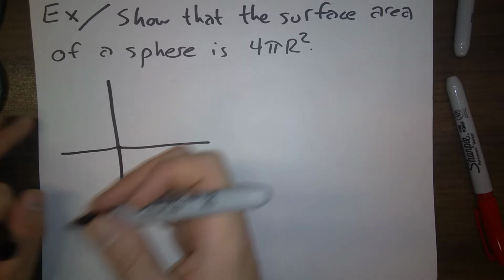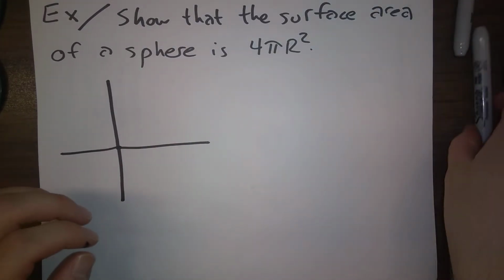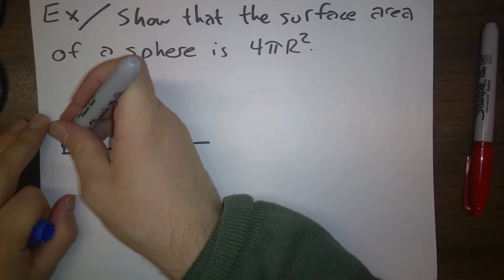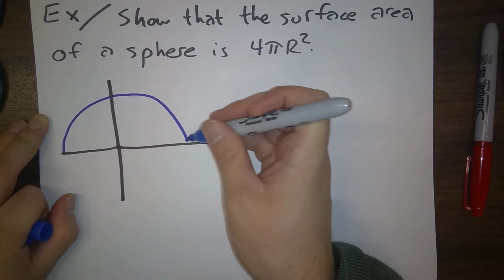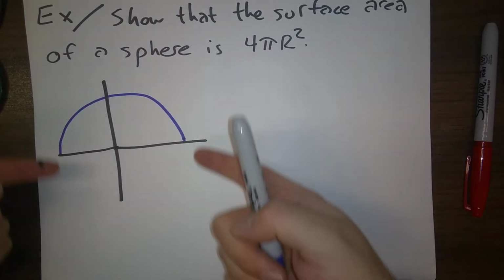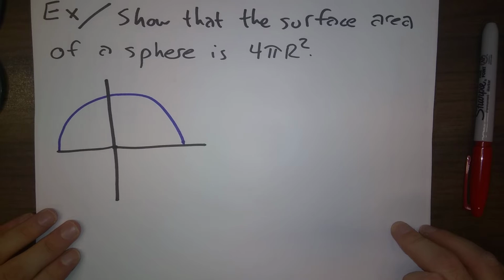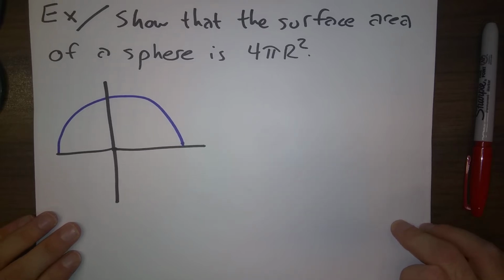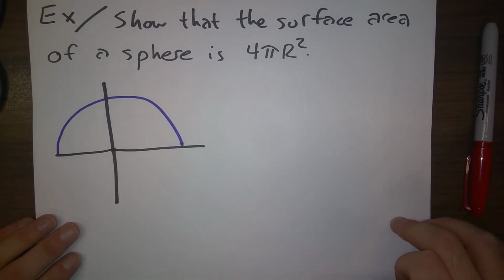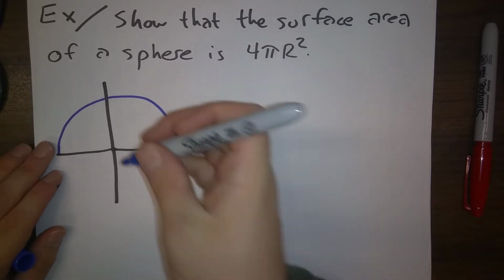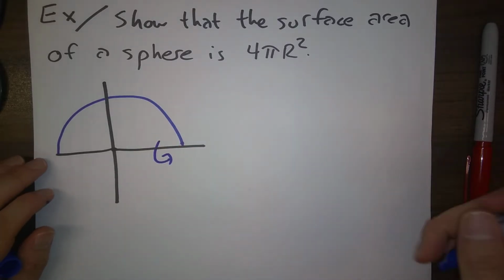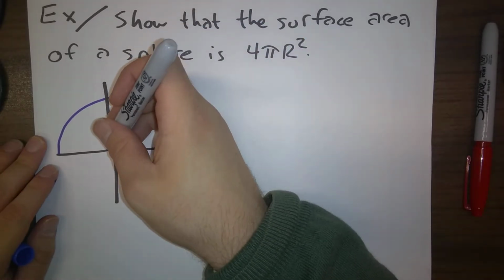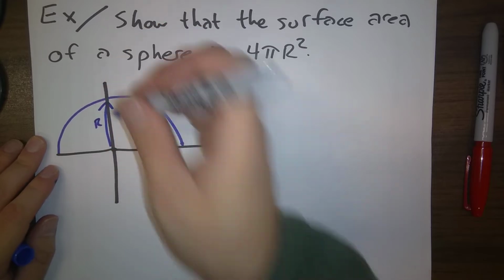Let's draw some axes here. If we take a half circle, a semicircle here, and rotate it about the x-axis, well, we're going to end up with a sphere. So this needs to be a circle of radius r.